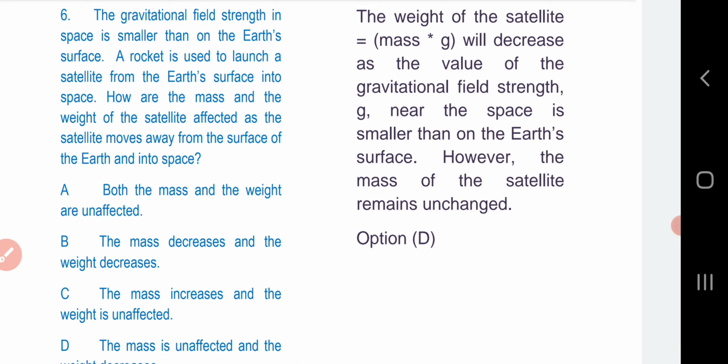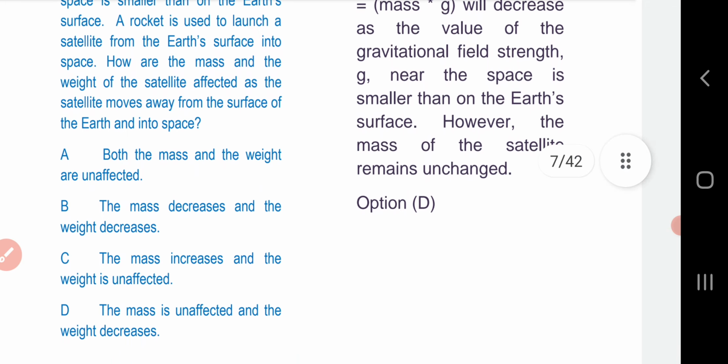The answer is the weight of the satellite is equal to mass multiplied by g, and the weight will decrease as the value of the gravitational field strength g near space is smaller than on the Earth's surface. However, the mass of the satellite remains unchanged. The answer is option D: the mass is unaffected and the weight decreases.